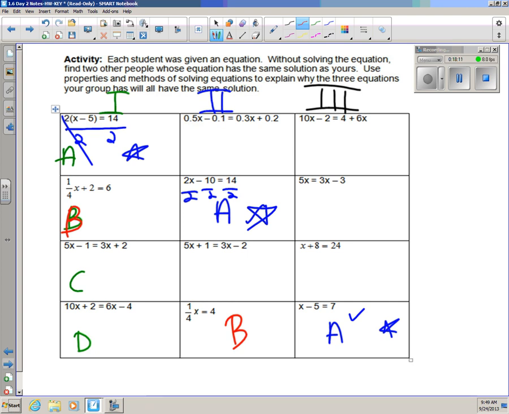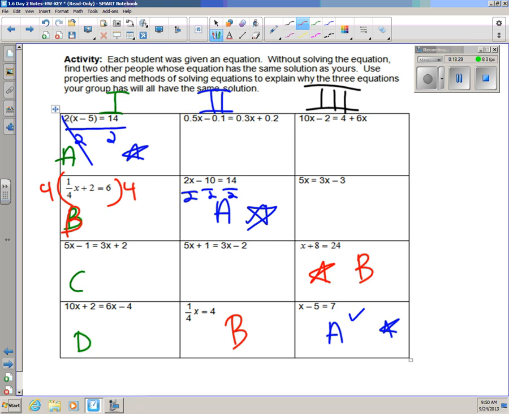Let's take a look at column 3. Hopefully you can see that this would be the same equation. If I were to take this particular equation right here and multiply both sides by 4, I am in fact going to get to this equation here.